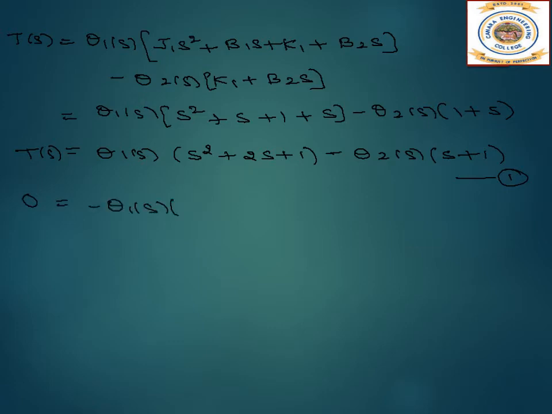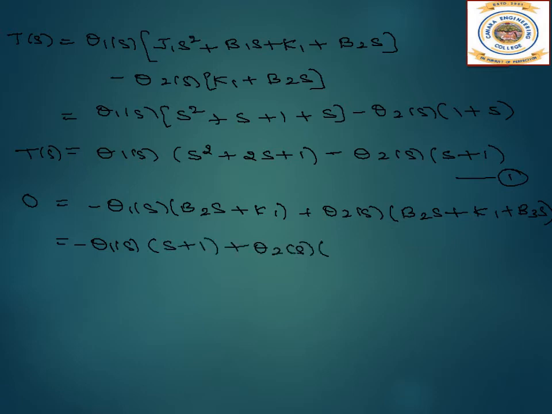Equation 2, 0 is equal to minus theta 1 of s into B2 s plus K1 plus theta 2 of s into B2 s plus K1 plus B3 s. So substituting the values, minus theta 1 of s into s plus 1 plus theta 2 of s into s plus 1 plus s. So this will become minus theta 1 of s into s plus 1 plus theta 2 of s into 2s plus 1. This is equation 2.